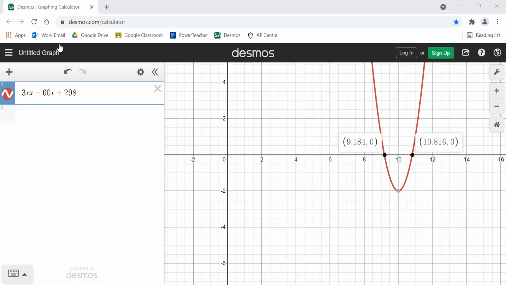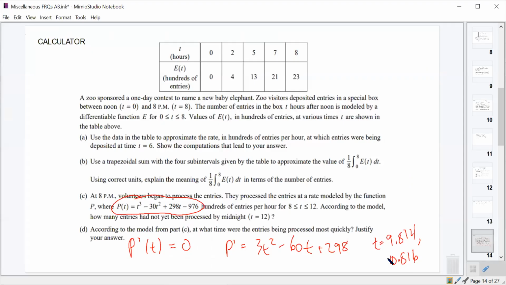Then we also need to check both of the endpoints because this is a closed interval. And so we'll ignore 10.816. We'll look at t equals 8, and we'll look at t equals 12. And we will just plug each of those in to see what P of 8, P of 12, and P of 9.184 all are. And whichever one comes out to be the largest is when it's being processed most quickly. Does that make sense to everybody?